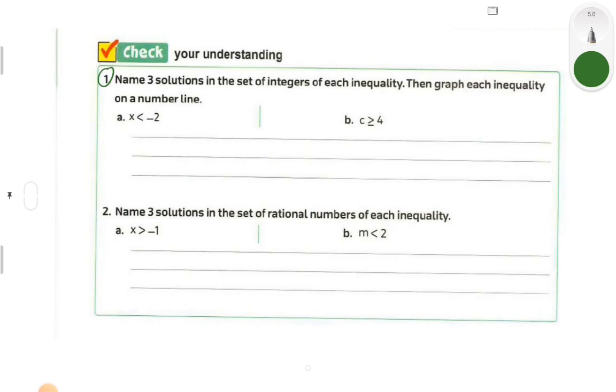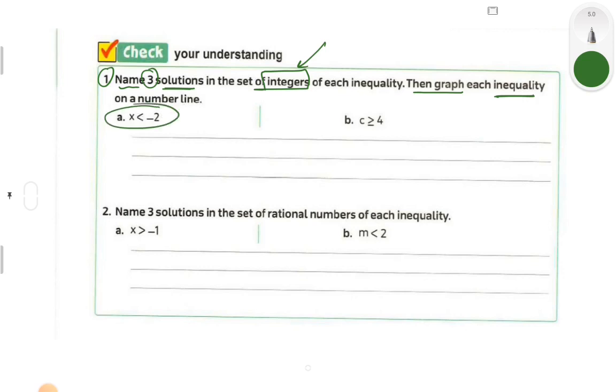Question number 1. Name 3 solutions. He needs us to write 3 solutions in the set of integers. He indicates the set of solutions of each inequality. Then what? Then graph each inequality on the number line.